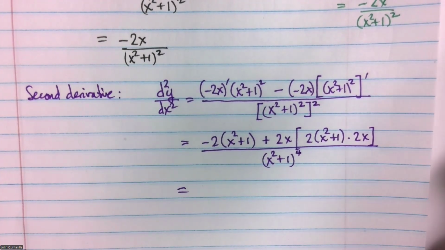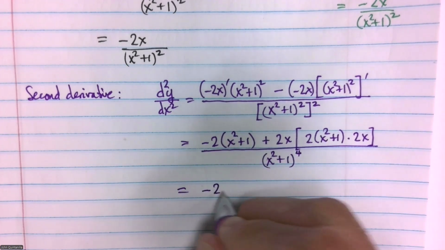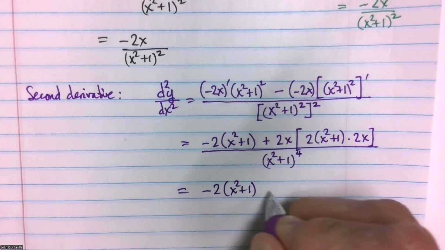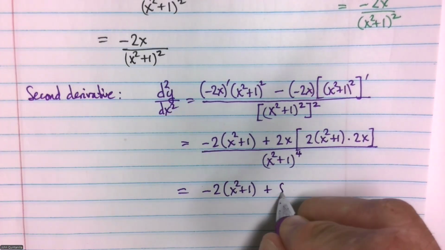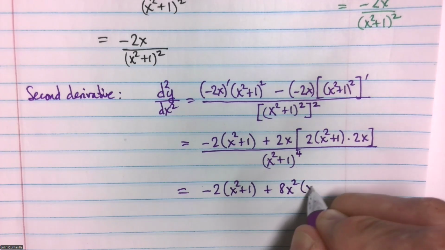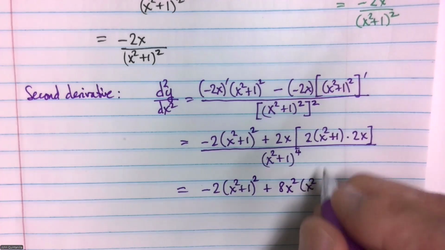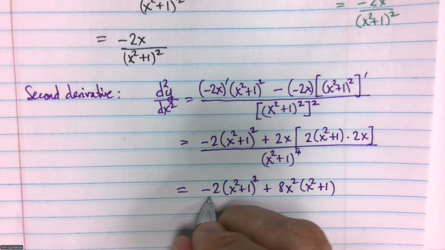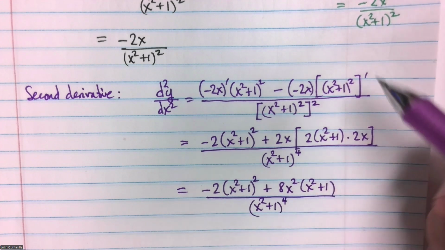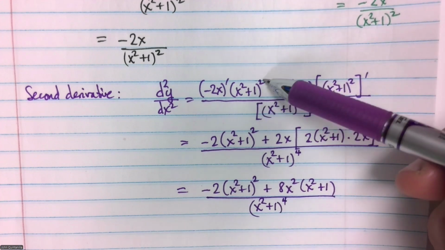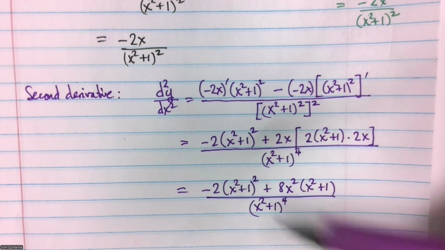Okay, now to simplify this, let me simplify both of these terms individually first. So minus 2 times x squared plus 1. And then here I've got 2x times 2 times 2x makes 8x squared times x squared plus 1, and I forgot the square here, I apologize, x squared plus 1 over x squared plus 1 to the fourth. Okay, so restating: x squared plus 1 quantity squared. This is x squared plus 1 quantity squared. This one is x squared plus 1 quantity squared.